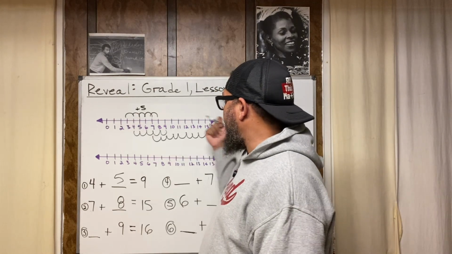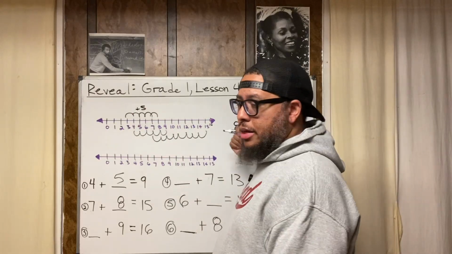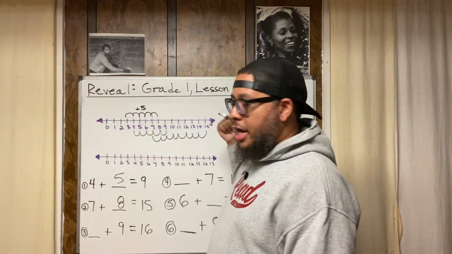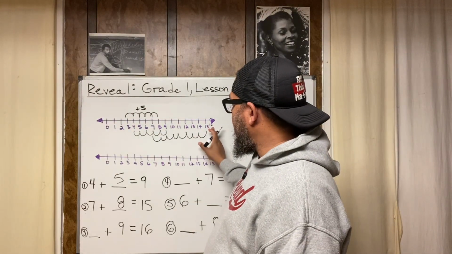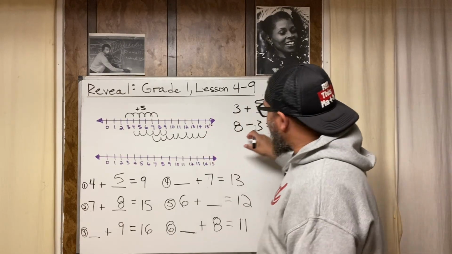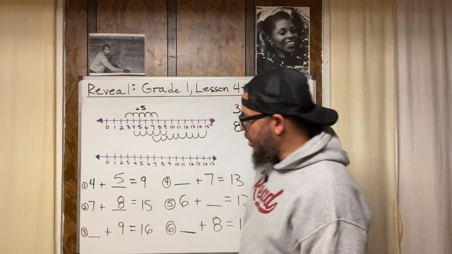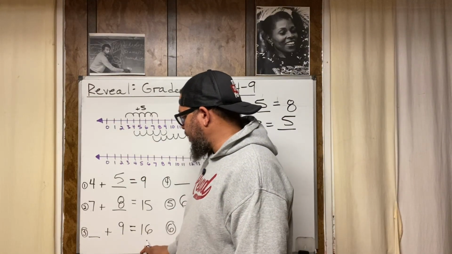So that means we move to the right. Whenever we do addition, we move to the right on the number line. Subtraction is that way. Addition is that way. So we end up at 16. That means we can go, and this is why subtraction is the opposite, right? So blank plus 9 equals 16.